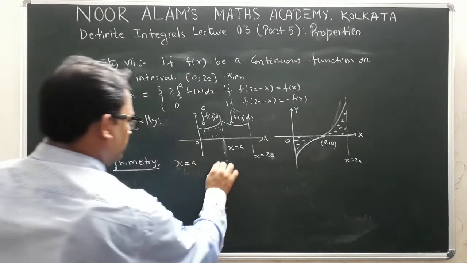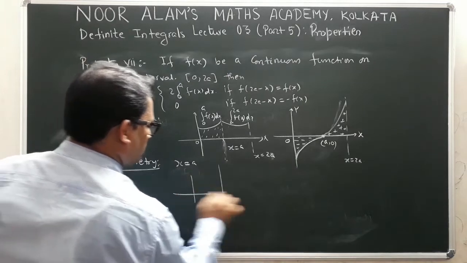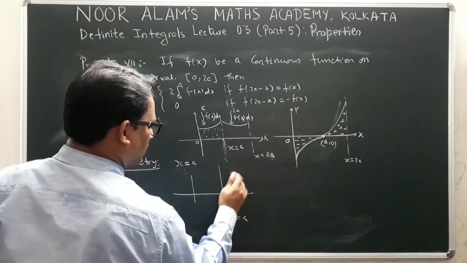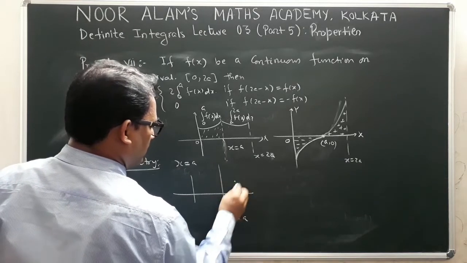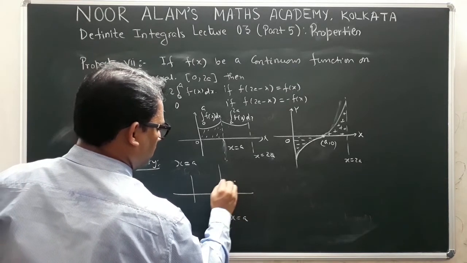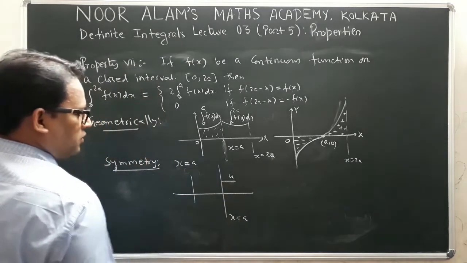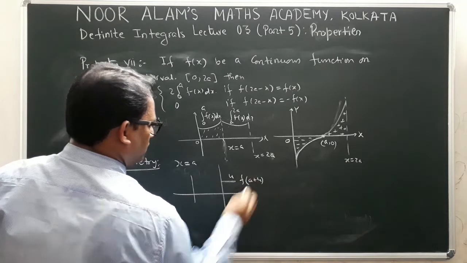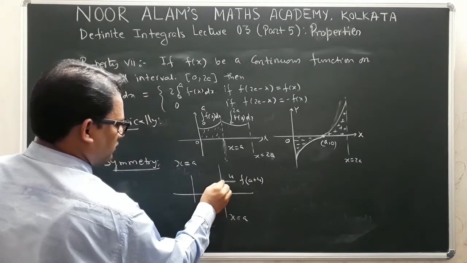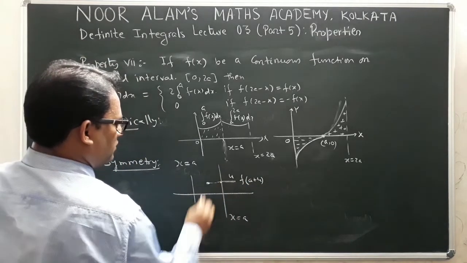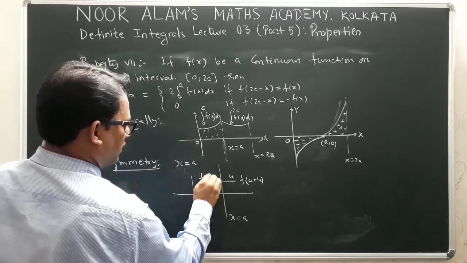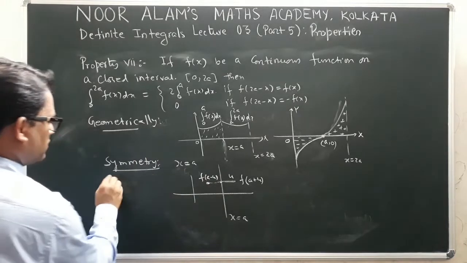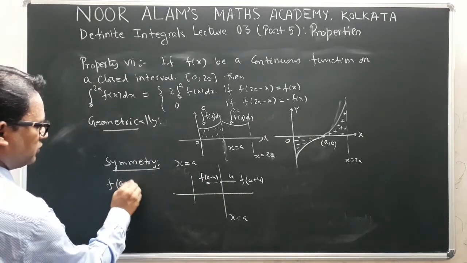So we know that if the curve is symmetric about x is equal to a, suppose here you take a point at distance u from a. Then this value we get is f of a plus u, and if you take the point minus u, this value will be f of a minus u. So if the curve is symmetric, then the function will follow this definition.